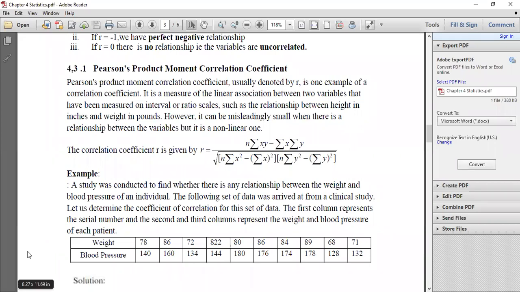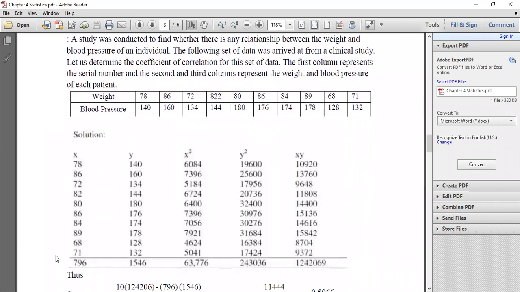And so here we are saying that weight is the one that always affects the blood pressure. So we want to see, does the change in weight cause any change in blood pressure? And so we take our weight to be the x variable and our blood pressure to be the y variable.